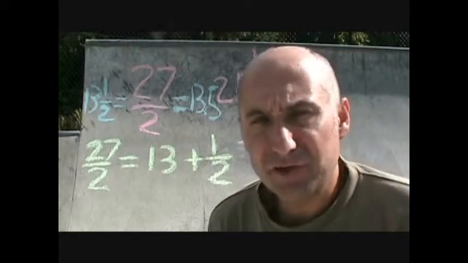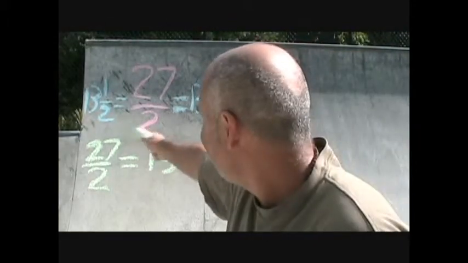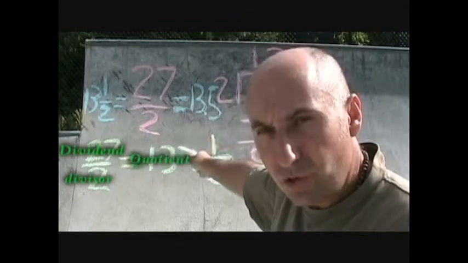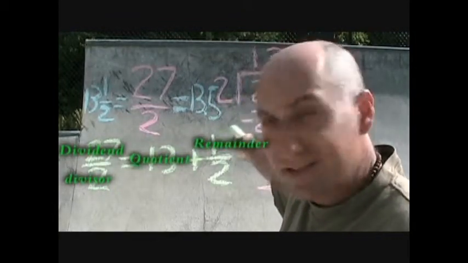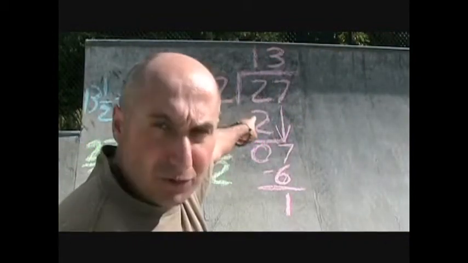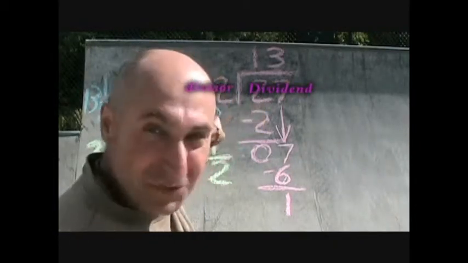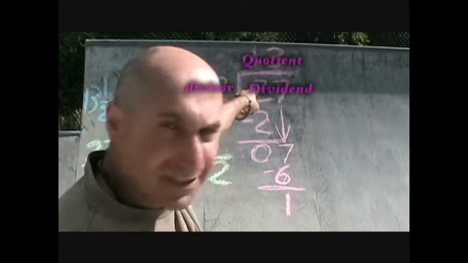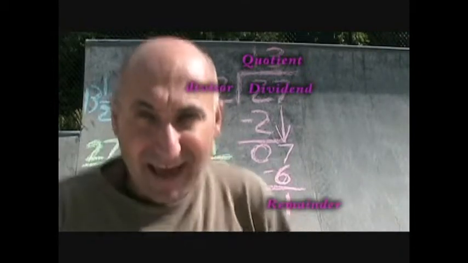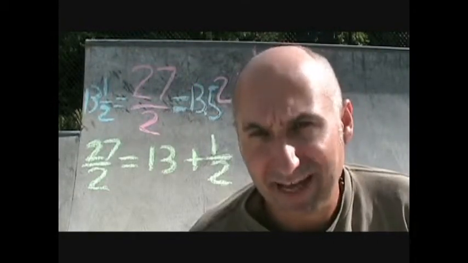Now, terminology-wise in mathematics, this guy's called the dividend, that guy's called the divisor, this guy's called the quotient, and 1 is called the remainder. So what you have over here is 27 is your dividend, 2 is your divisor, 13 is your quotient, 1 is your remainder, okay? And this is the terminology that we want to get out of here.